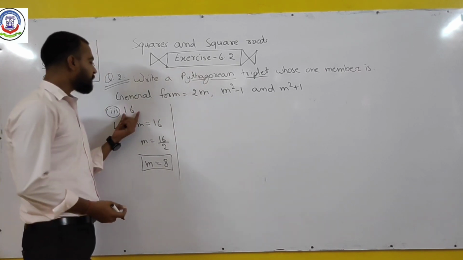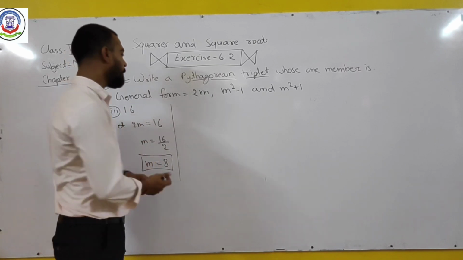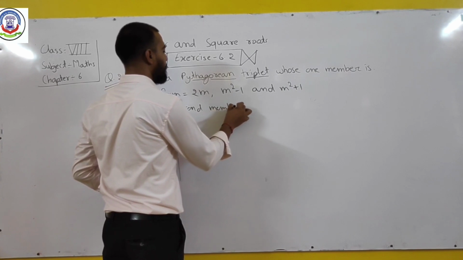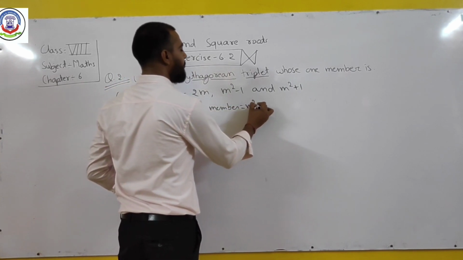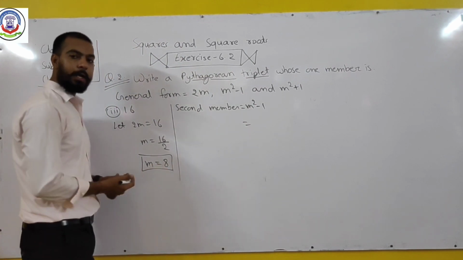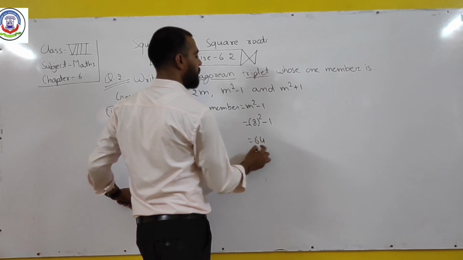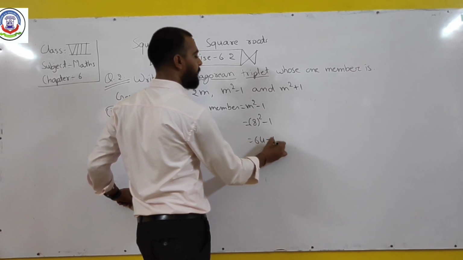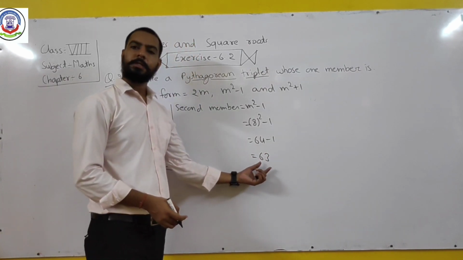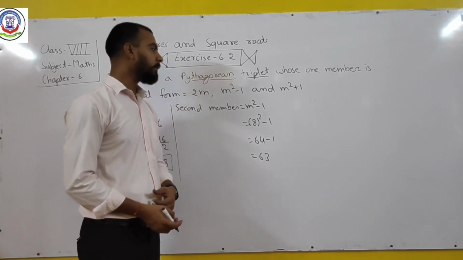Now the first member of this triplet is 16. Then find the second member. The second member will be m square minus 1. Put the value of m, which is 8, and find the square of 8. That will be 64 and minus 1. So your answer will be 63. That means our second member is 63.